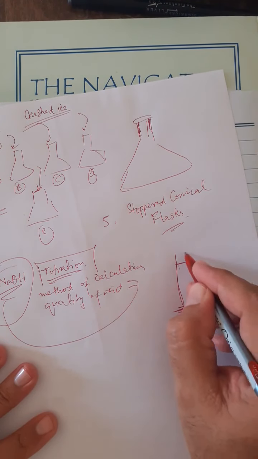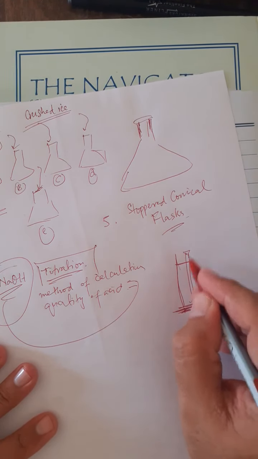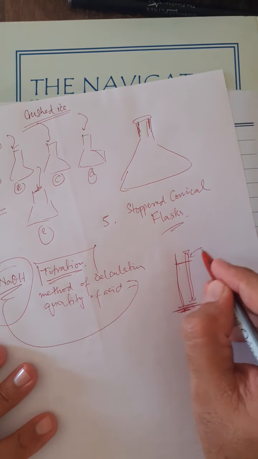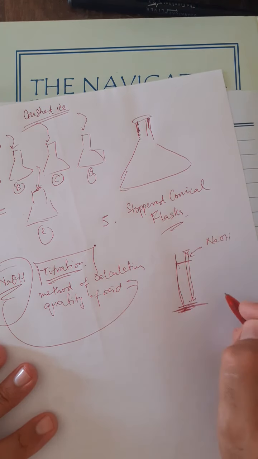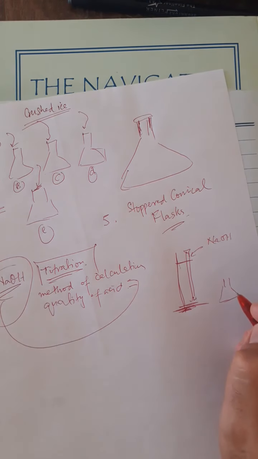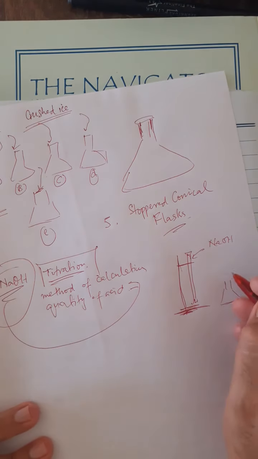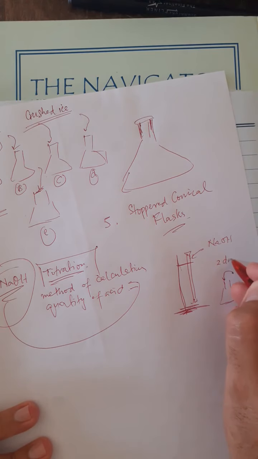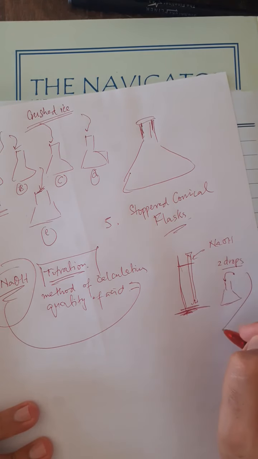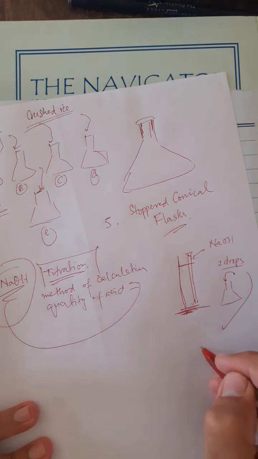This is an iron stand. This is a burette. A burette is a very long glass tube. We fill the base inside it. We take another flask, and we add 2 drops of indicator, 2 drops of phenolphthalein. This is the indicator, right? It is colorless in acid and pink in base.